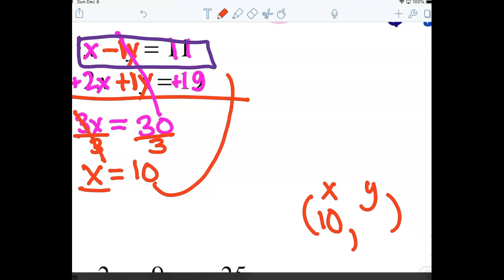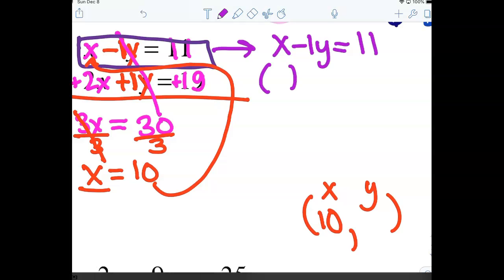I'm going to take that 10 and move it into here. I'm picking that first equation. I'm going to rewrite it. Okay. Quiere usar la primera ecuación porque es más fácil, porque la X está sola. Poner 10 en la X y bajando. So I'm going to put the 10 in for the X and bring everything else down.